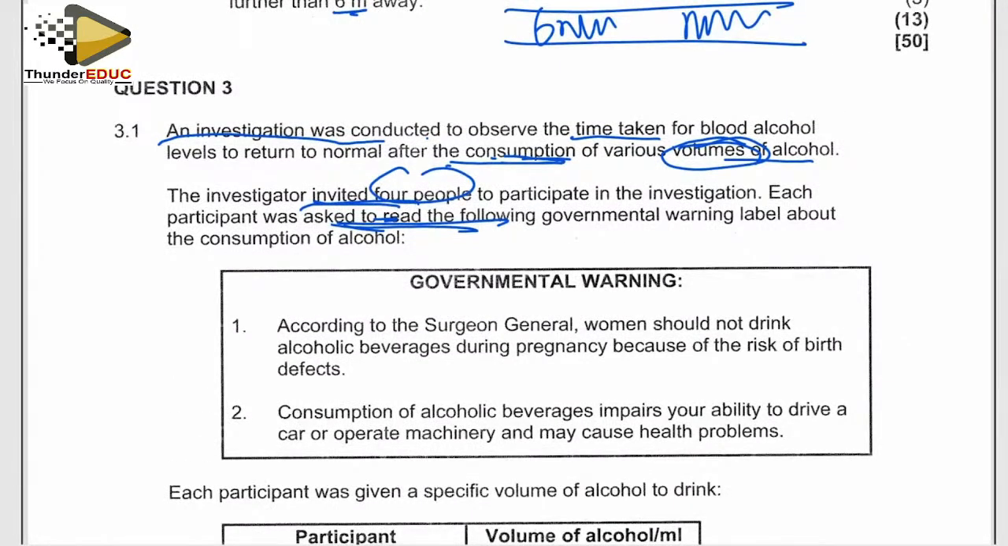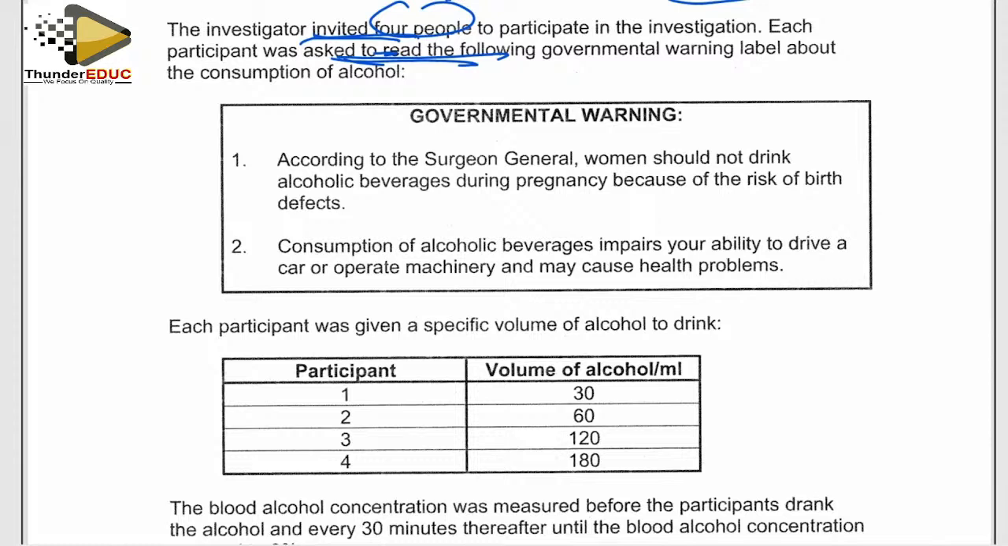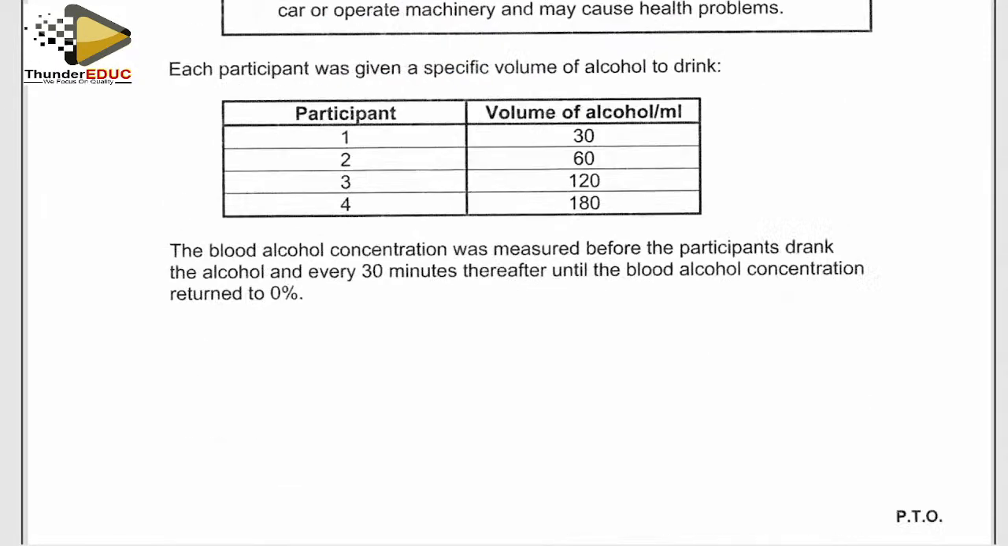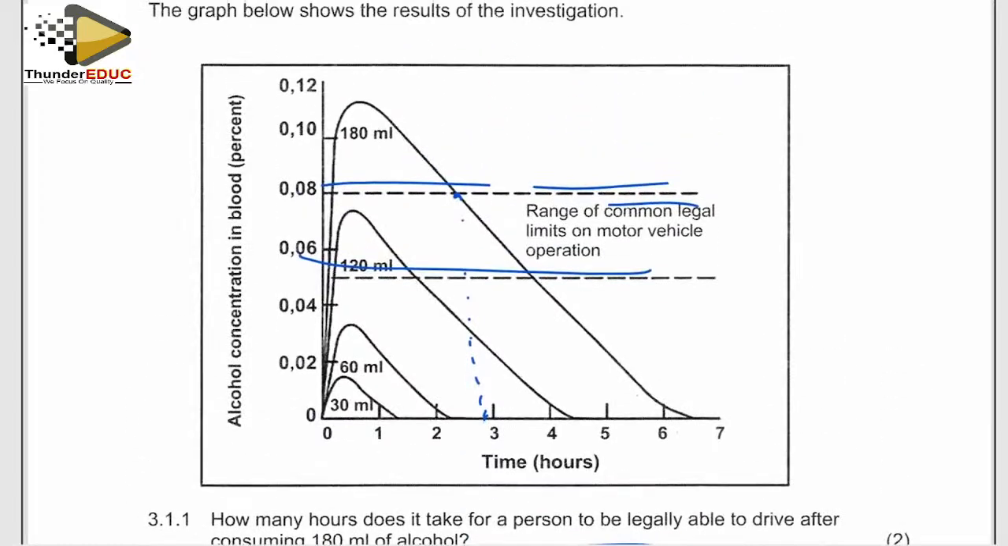And then number two, yes, they must not drive. You see, consumption of alcohol impairs the ability to drive. They must not drive when they're drinking, so that they don't cause accidents. So you are trying to bring about the safety of these people who are under this investigation. So they had to be below this level so that they can drive.